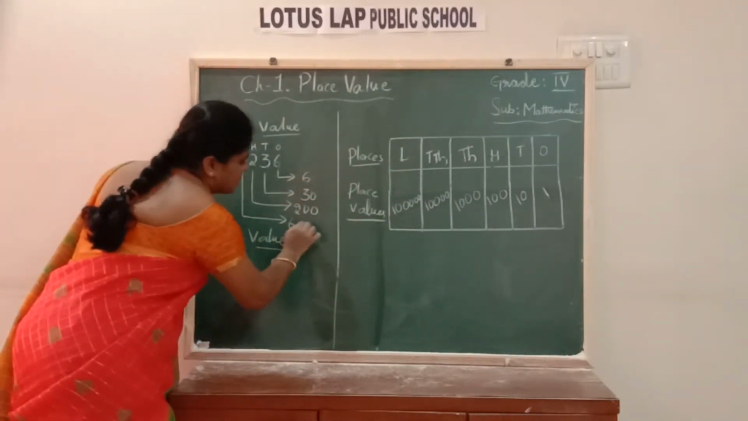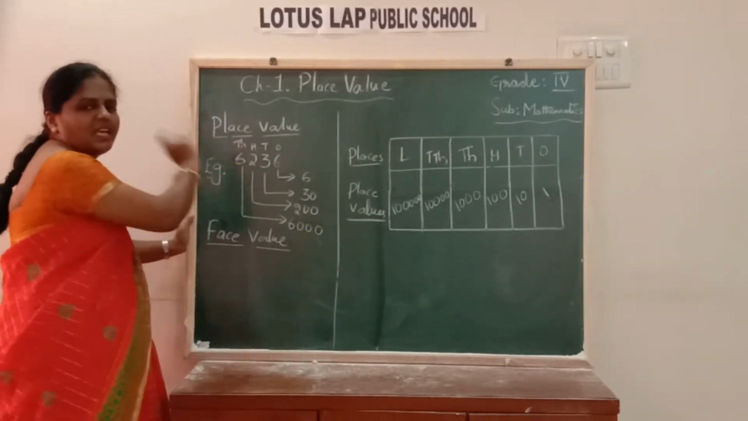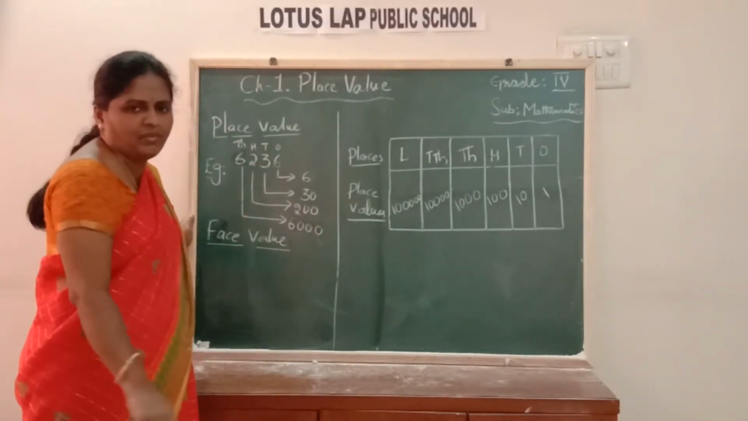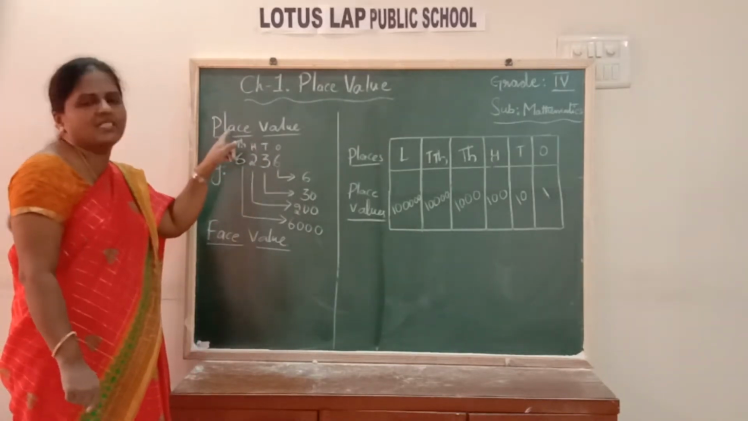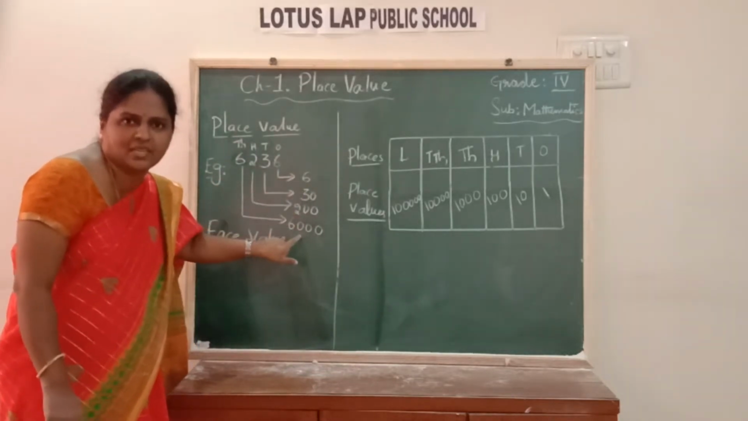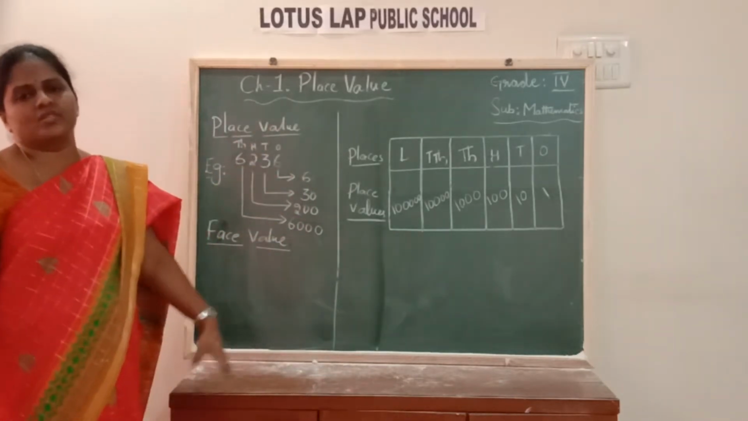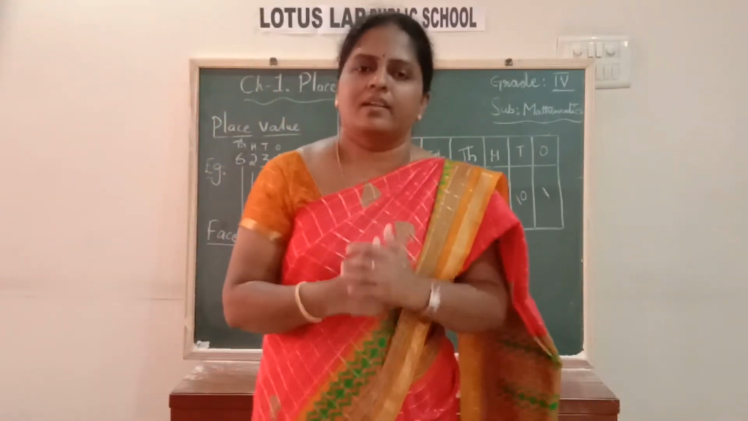6 into 1000, 6000. As you can see here, the digit is the same, 6, but one is in the ones place and this one is in the thousands place. So depending on the place, the value has changed. That is the definition of place value, children: the value of the digit depending on its position in the number.